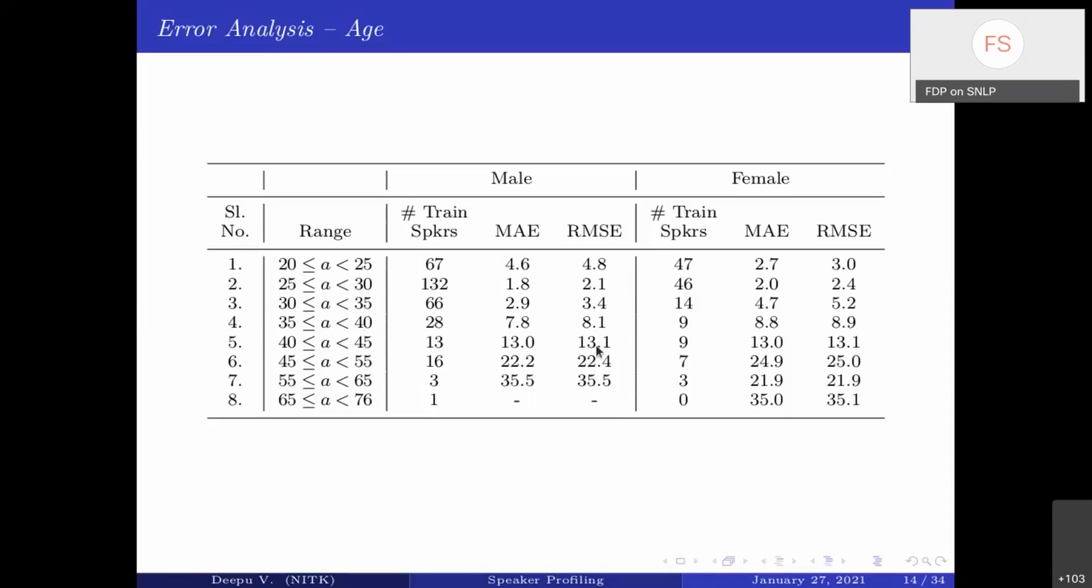It becomes pretty high after that. This is like a 35-year-old RMS error. I mean, this is in years again. So 35 years is a huge RMS error. And it is because of this that our overall RMS error is high. And for female speakers, again, most of the female speakers were below 35. Therefore this is only small in the vicinity of below 35 speakers.